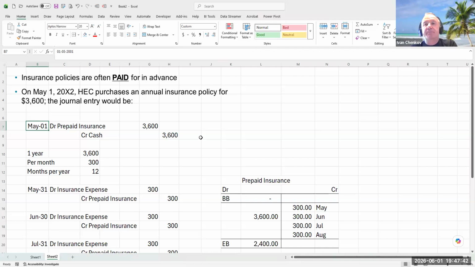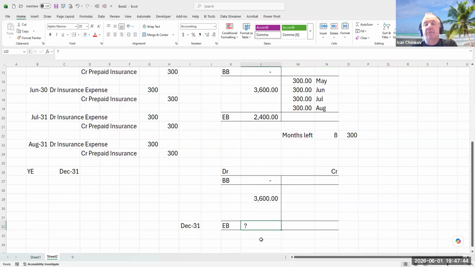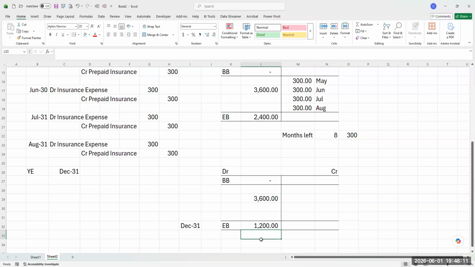Okay. So on December 31st, did 1 year expire? No. How many months left? 4. How much is per month? 300. So you should have 1,200 left. So I have to have 1,200 left here. If I don't have 1,200 left, what does that mean? You made a mistake. Thank you. That makes sense? Yes. Awesome.